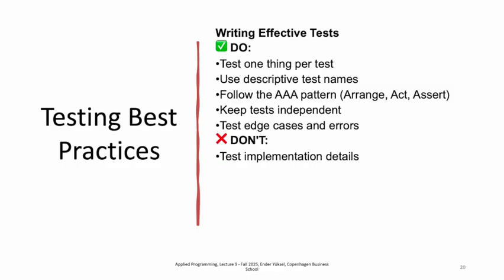Now the don'ts. Don't test implementation details. Test behavior, not how it's implemented. For example, don't test that your method internally calls array.sort. Test that the output is sorted. Why? If you later change the implementation to use a different sorting algorithm, your test should still pass as long as the behavior is the same. Tests that are coupled to the implementation break every time you refactor, making them expensive to maintain.